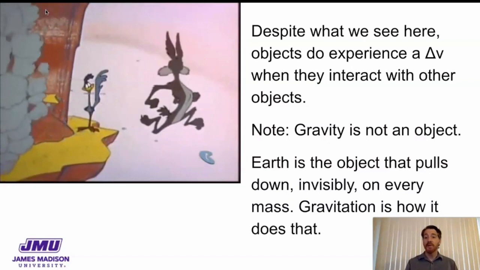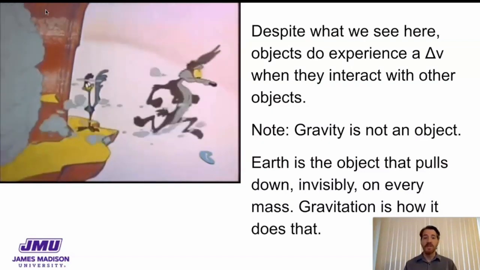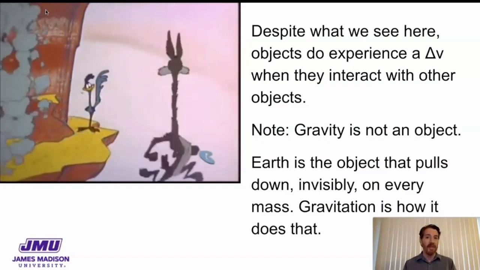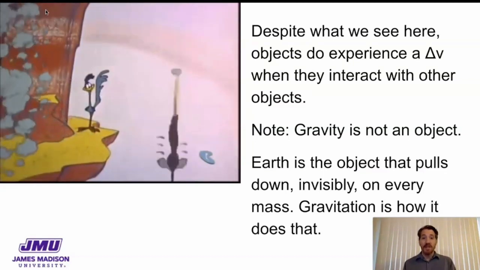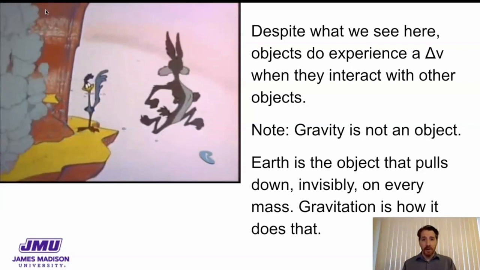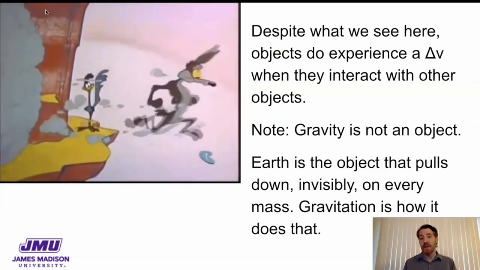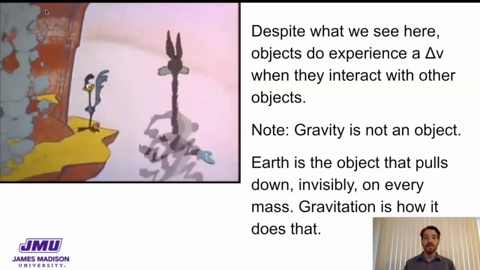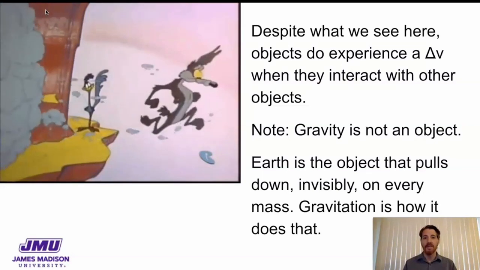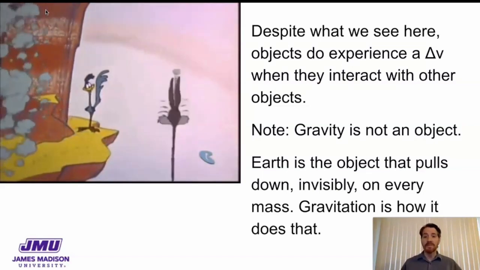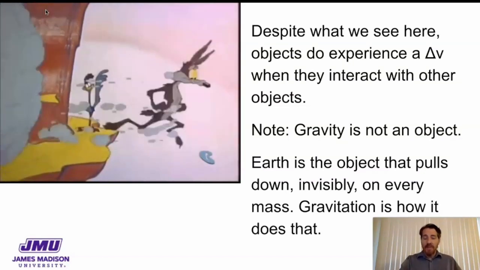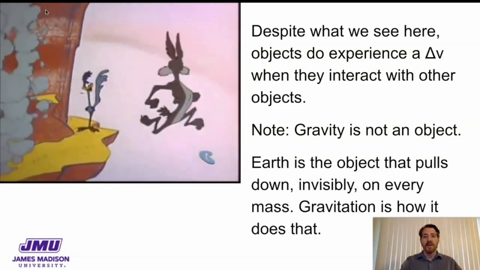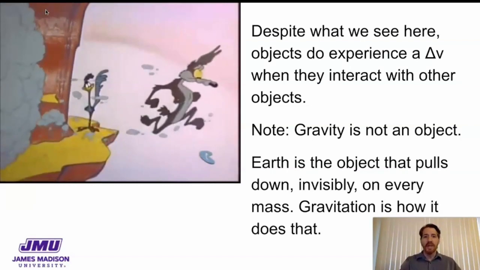And I want to point out, gravity is not an object. If you say that Wile E. Coyote is falling because of gravity, that's fair, that's valid. But the object that's causing him to fall is the planet Earth. The planet Earth is pulling down on us at all times, and if circumstances are right, meaning nothing is supporting you, then you can fall. And gravity is how the Earth pulls down on us. And again, we will get more into that in a future chapter.